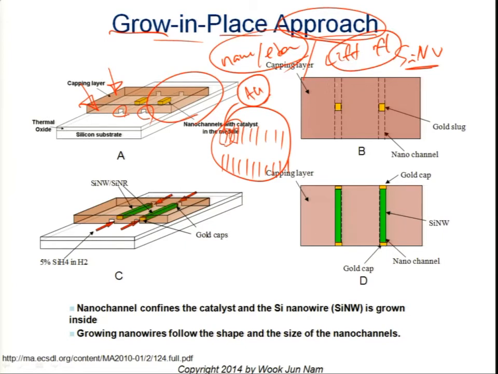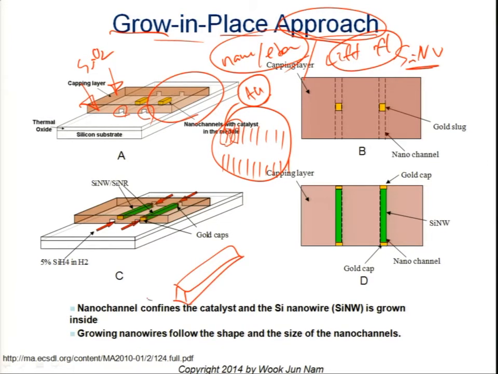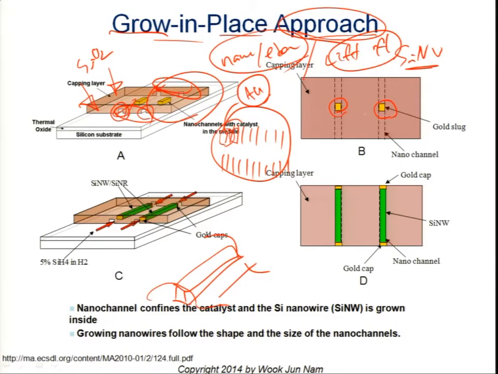And then we deposit dielectric materials like silicon dioxide. So that is technically wrapping this gold. And then we open both of the ends. And then using wet chemical etching, we can remove most of the gold and leave just a very small amount of gold slug in the middle. Then if we are using the VLS technique, using this gold as a catalyst, we can grow silicon nanowire.